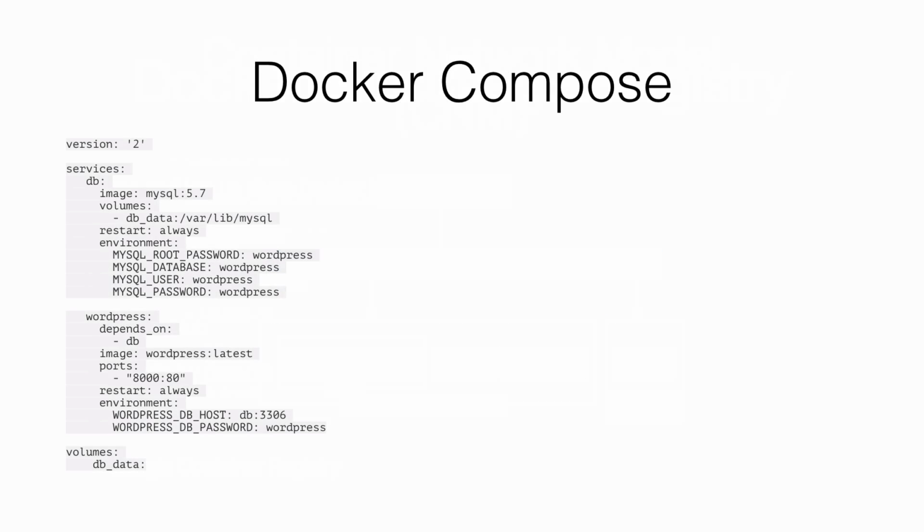With Docker Compose, we can create a multi-container application with just one command. Like here, we are creating a WordPress application using the DB and the WordPress containers, which are getting created from the MySQL and WordPress images respectively.